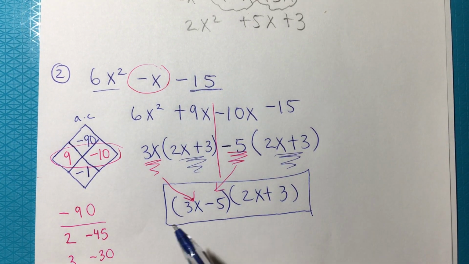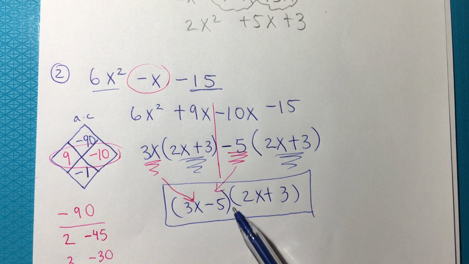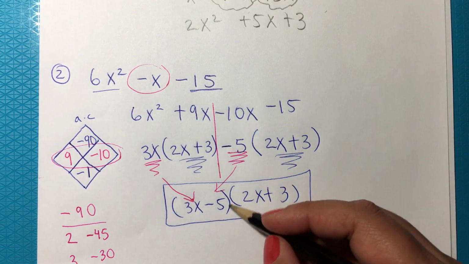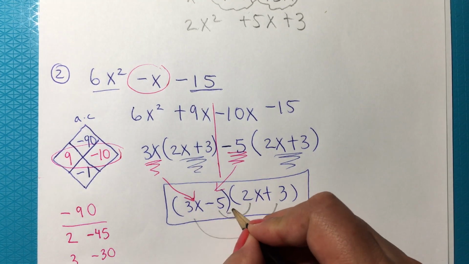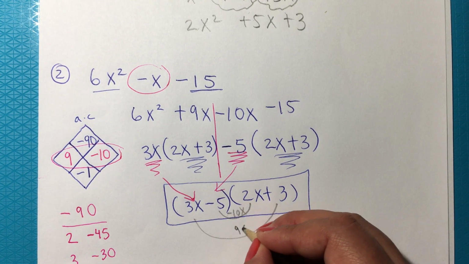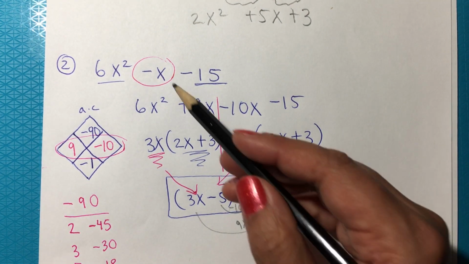But if you want to check, 3x times 2x is 6x squared. And you can just do it mentally. Negative 5 times positive 3 is negative 15. But for the middle term, we do the happy face. So negative 5 times 2x is negative 10x. 3x times 3 is 9x. And when we have negative 10x and 9x, that's negative 1x.